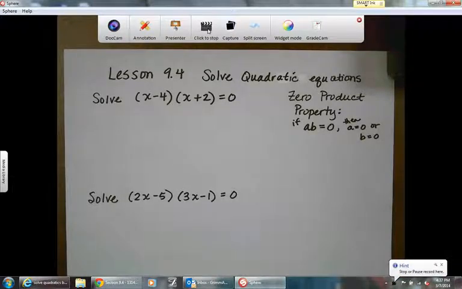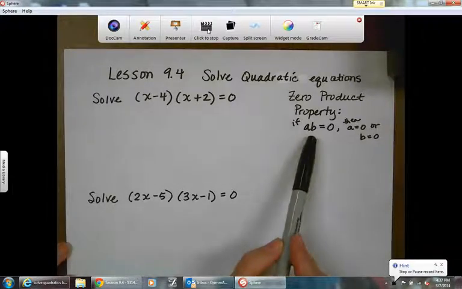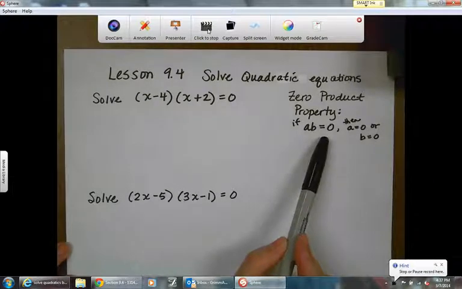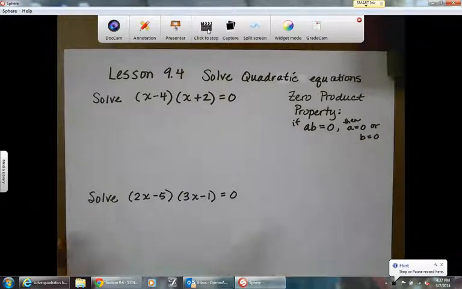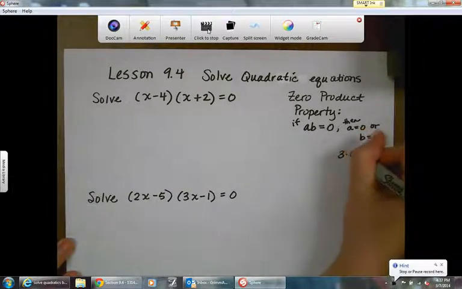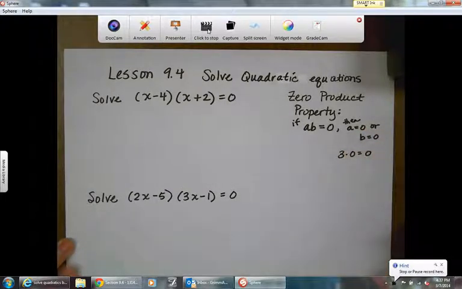Right, lesson 9.4. We're going to solve some quadratic equations. And the first thing we need to talk about is the zero product property, which is right over here. It says if you have A times B equals 0, then either A has to be 0 or B has to be 0. That should make sense, because if I take a number, say 3, and multiply it by 0, it's going to be 0. So either this or this has to be 0 to get you 0.